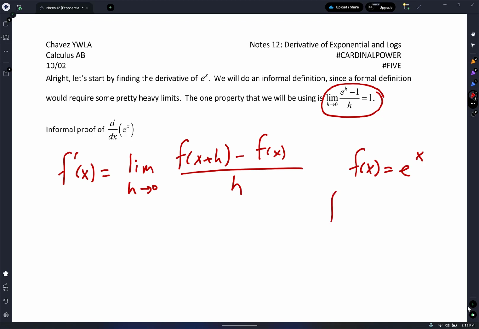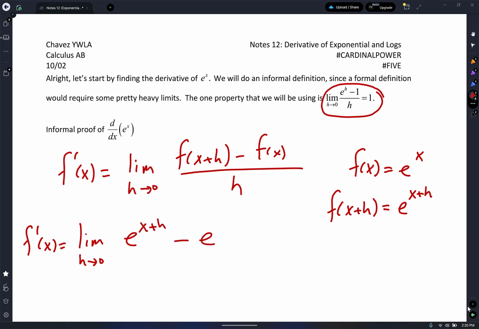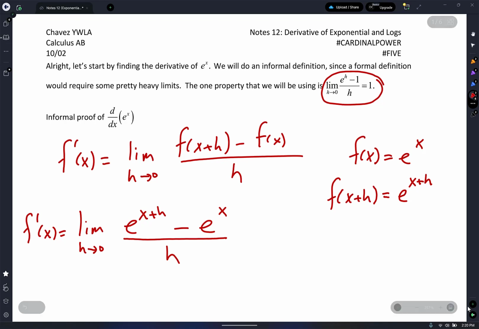So what do I need? I need f of x plus h. So I know that that is e to the x plus h. Are we okay with that? Nothing crazy, right? So I'm going to write f prime of x is equal to the limit as h approaches 0, and I'm going to write my f of x plus h, which is e to the x plus h, minus e to the x, all over h. Are we still okay? All right, here we go.